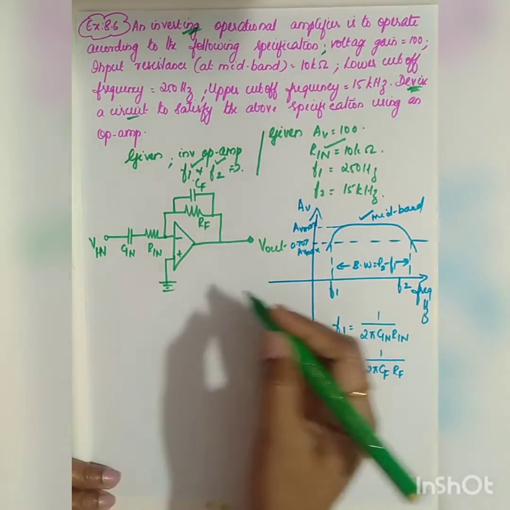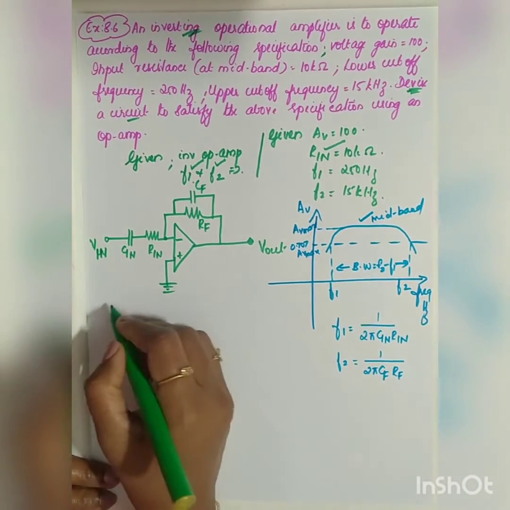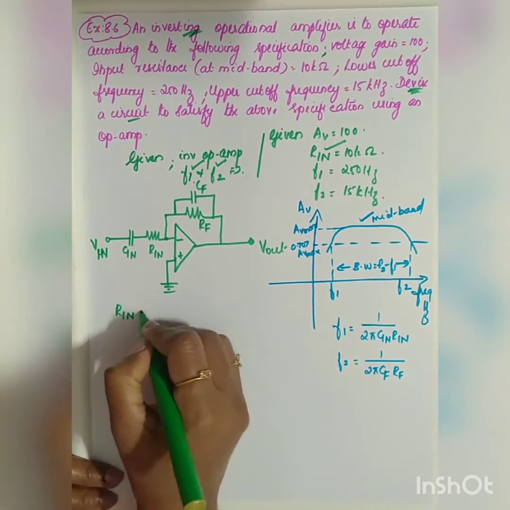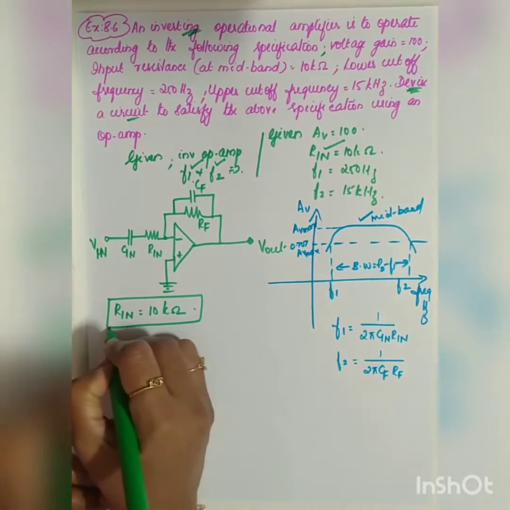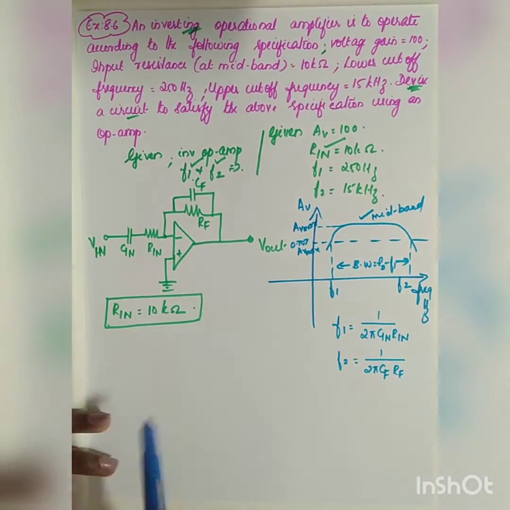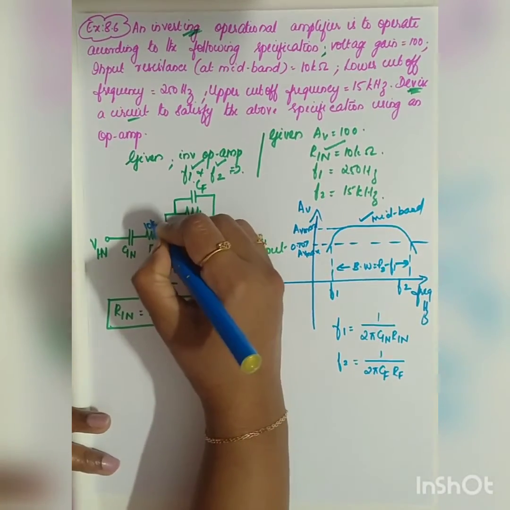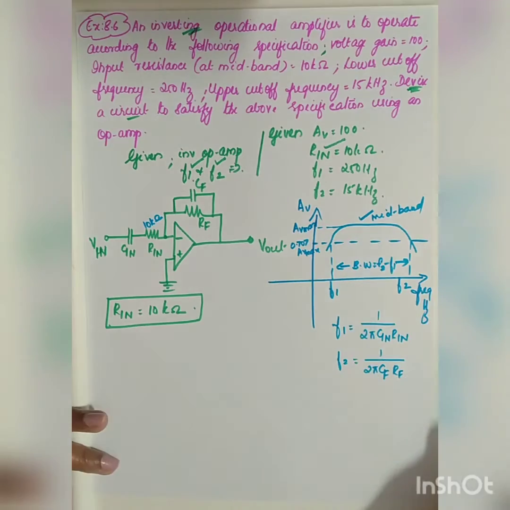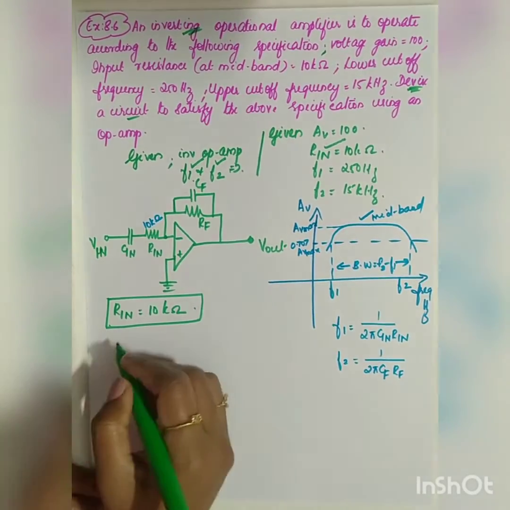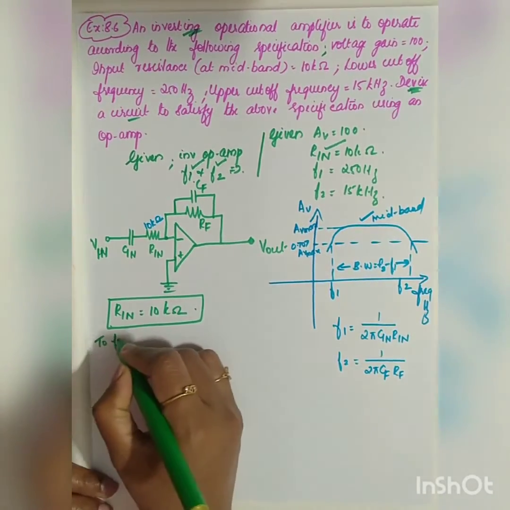Now can we proceed with finding out the values? We know that Rin is 10 kilo ohm, as it is given. So one parameter we have already got. So what is left? We have to find out Cin, RF and CF. Now can we find out RF? So second is to find RF.